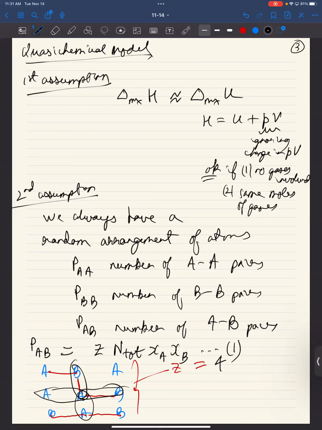So PAB is equal to Z multiplied by the total number of atoms multiplied by XA multiplied by XB. Okay? Let me write down this equation on the next page again. So we just showed that PAB is equal to Z multiplied by N total multiplied by XA multiplied by XB.